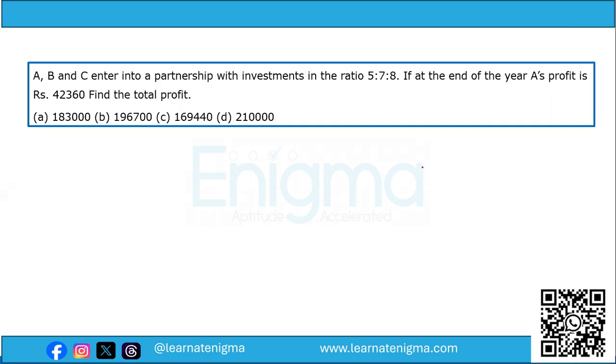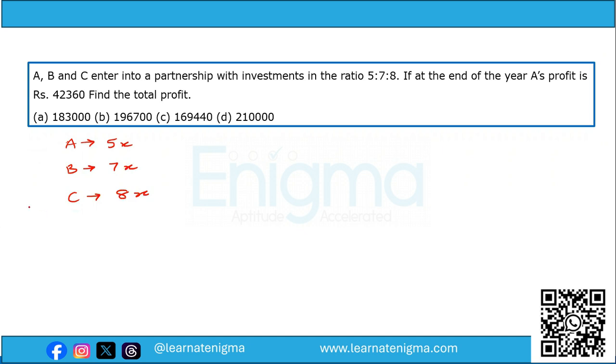A, B, and C enter into a partnership with investment in the ratio 5:7:8. If at the end of the year A's profit is rupees 42360, find the total profit. Now, let A, B, and C's investment be 5x, B's investment be 7x, and C's investment be 8x.